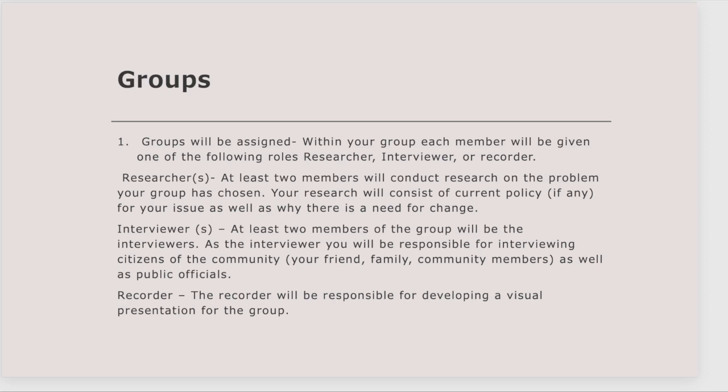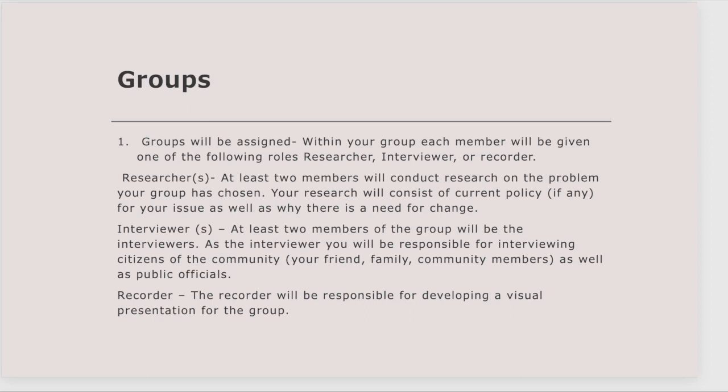So we're going to have researchers. At least 2 members will be conducting research on the problem that your group has chosen. Your research will consist of the current policy, if there is any current policy for your issue, as well as why there is a need for change on this issue.